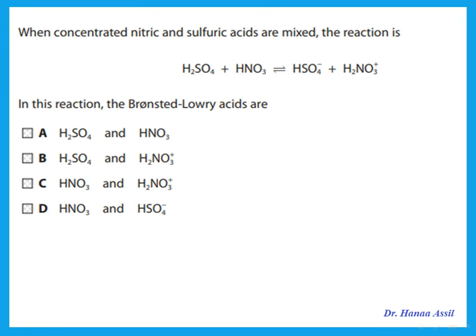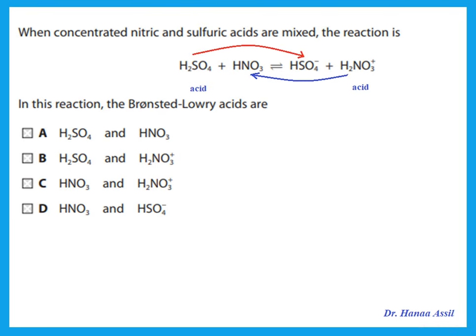Let's take a look at some of the questions. When concentrated nitric acid and sulfuric acid are mixed, the reaction is this. In this reaction, the Bronsted-Lowry acids are which one? Which of these are acting as an acid? Can you see that the sulfuric acid going forward gives up H plus, so that is an acid. If I'm looking at the backward reaction, then the H2NO3 plus is the one that lost an H plus ion, and that is an acid. So these two, H2SO4 and H2NO3 plus, are acids in this case.